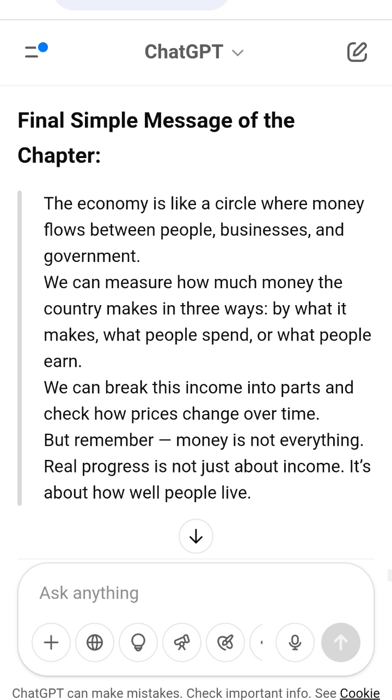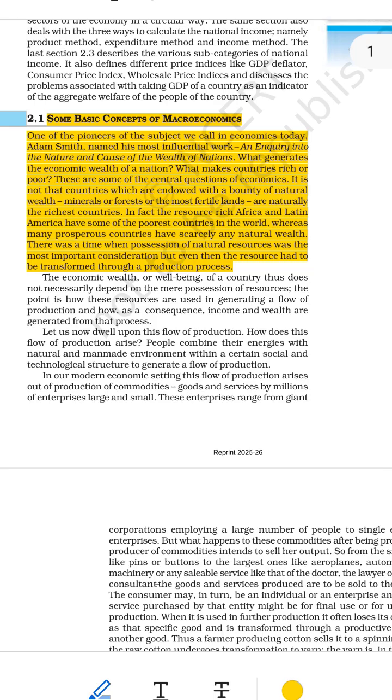Would you like me to now explain each section, 2.1, 2.2, 2.3, one by one in this deep and simple way?